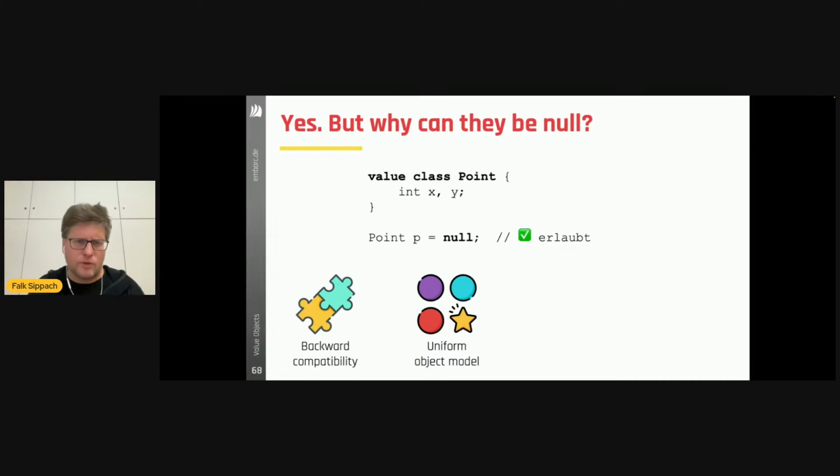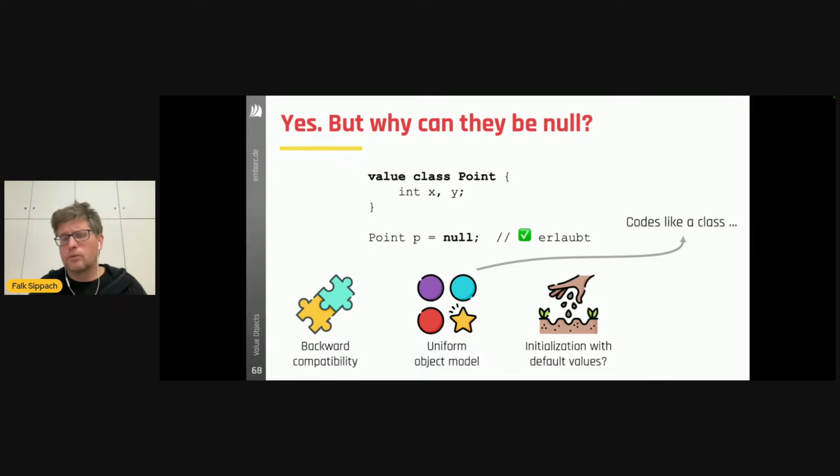Also, we want to have a uniform object model between the different types, between the value objects and the identity objects. And that's the part: codes like a class, works like an int. Then the big problem also is, if we don't have null, then we need some default values for initialization of our points, for example. And for int, it's easy, it's just 0.